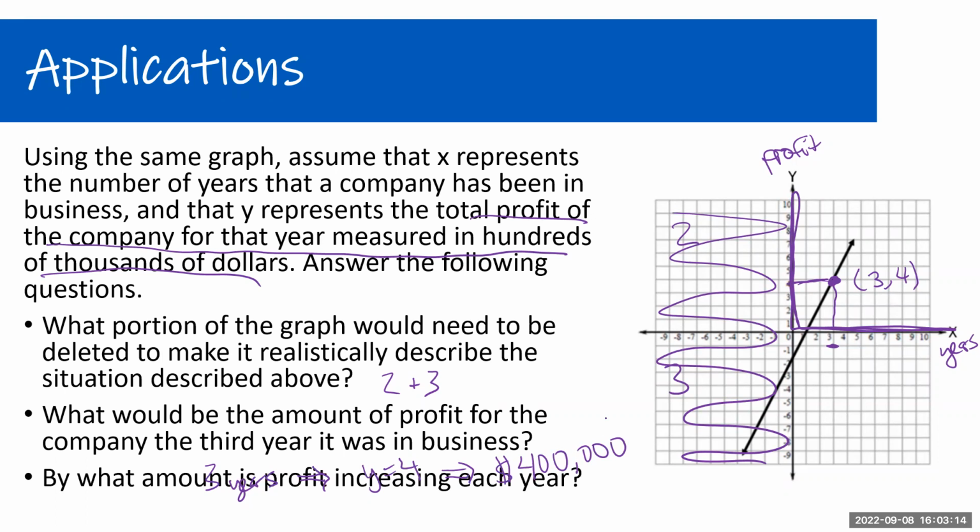And I managed to overwrite, but we can still read it. By what amount is profit increasing each year? Well, what is our slope? Well, we already saw that our slope was 2, right? From the last graph, same graph. But we could go up 1, 2, and over 1 to get to this point. So our slope is 2, but it's not going up $2 per year, right? It's going up $200,000 per year. Because remember, it's in that hundreds of thousands.